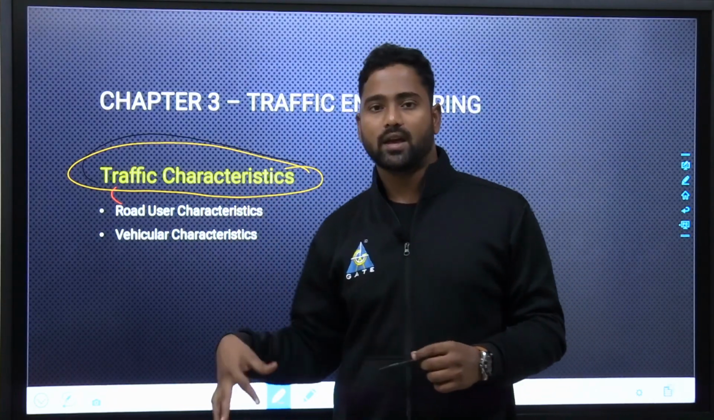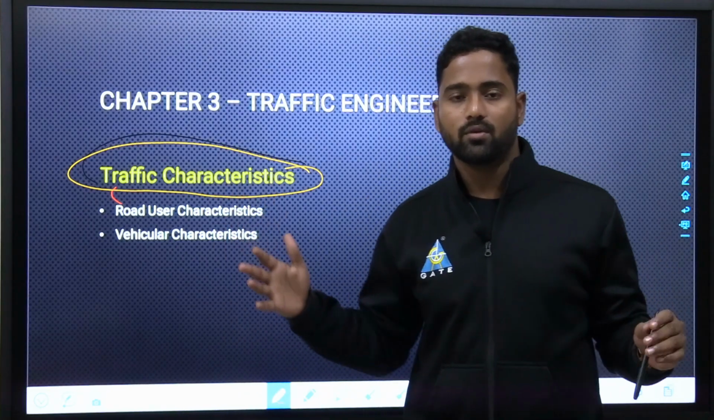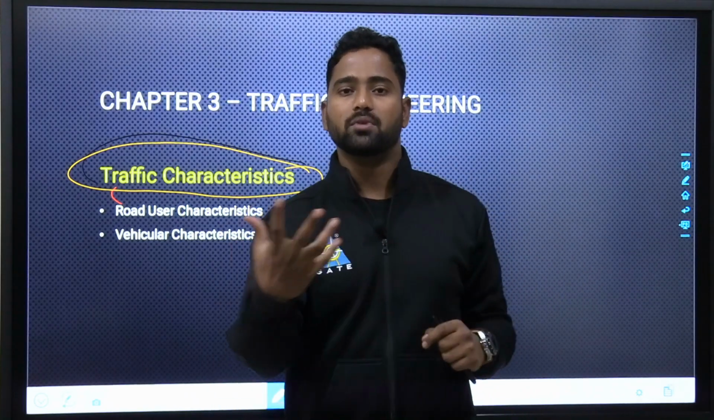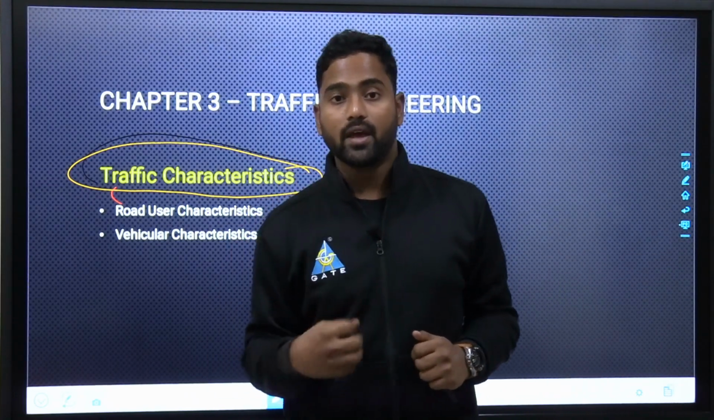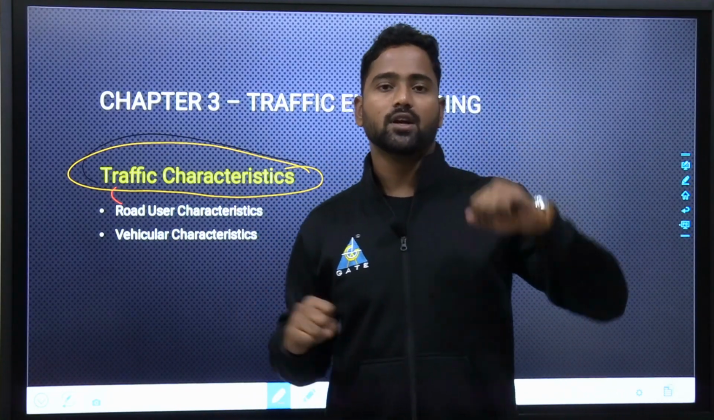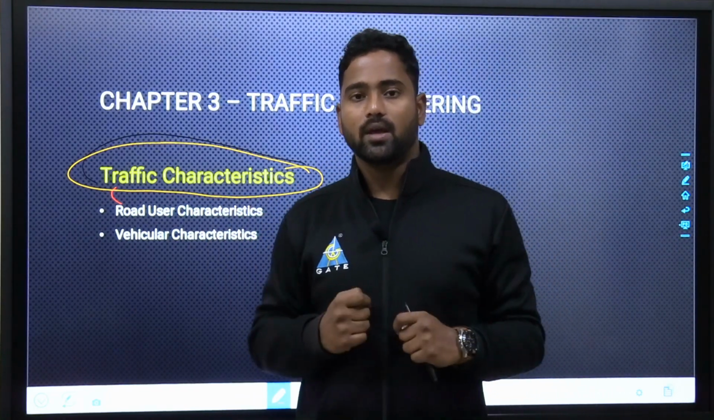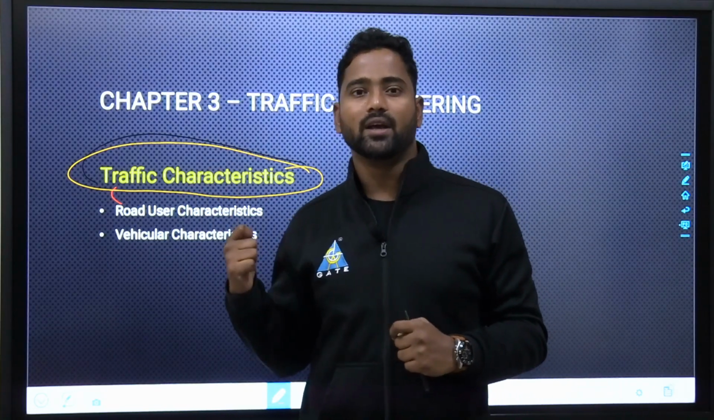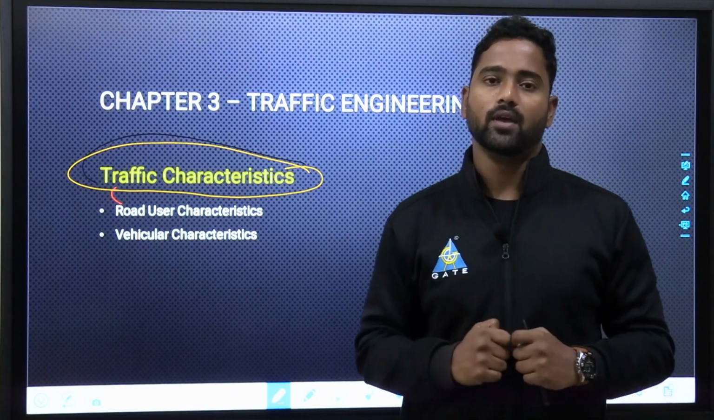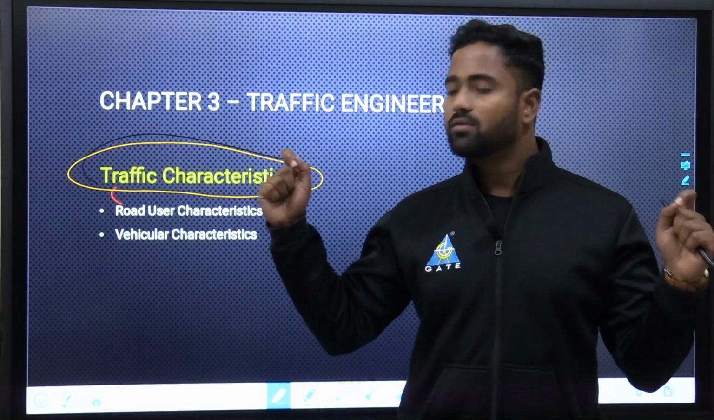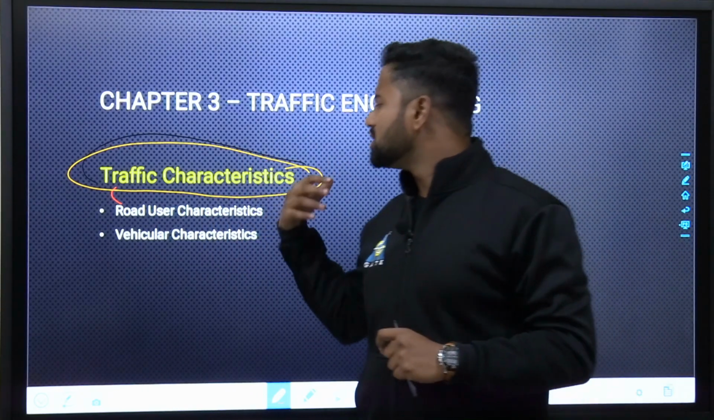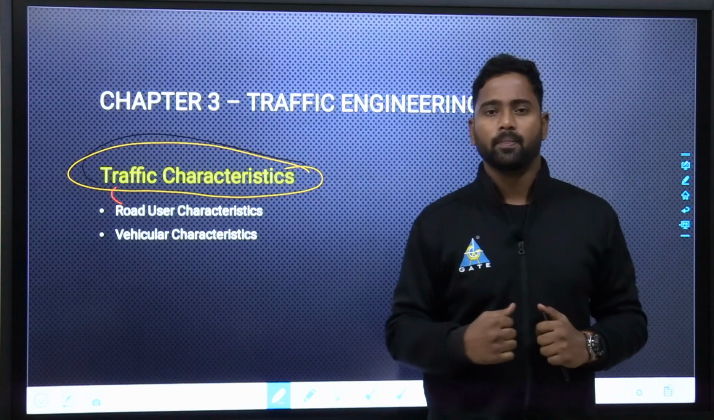Next is vehicular characteristics. That means what is the width of the vehicle, what should be the length of the vehicle, what should be the height of the vehicle, what should be the weight of the vehicle. Weight of the vehicle affects the pavement. The thickness of the pavement is affected by the weight of the vehicle. Length of the vehicle affects extra widening and radius of the curves. And width of the vehicle affects width of the carriageway, width of the pavement.